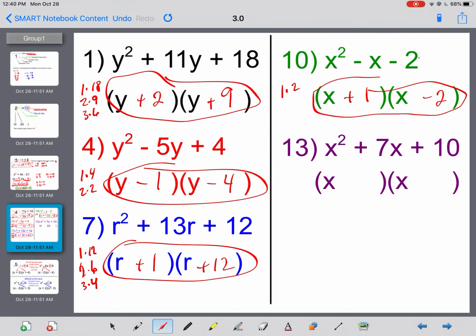Factors of 10 that add to 7. 1 times 10. 2 times 5. No 3, no 4. We're back around the horn. We're good to go. So which ones add? Well, 1 and 10 is 11, 2 and 5 is 7, so I want 2 and 5, and they're both positive.